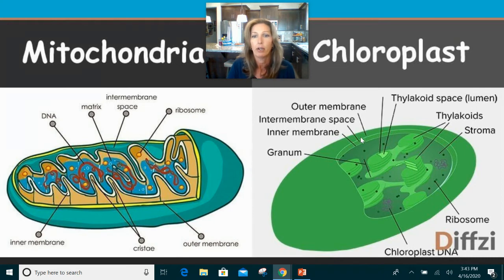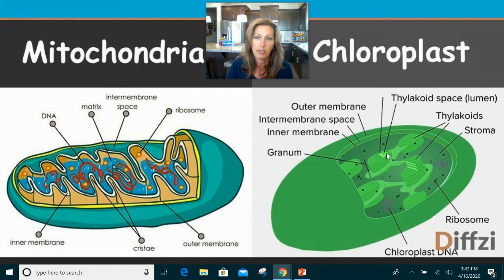Now, in our chloroplast, remember again, double membrane structure, but those two membranes don't serve a specific purpose other than to provide us evidence of that endosymbiosis. Now we need to recognize our thylakoids.